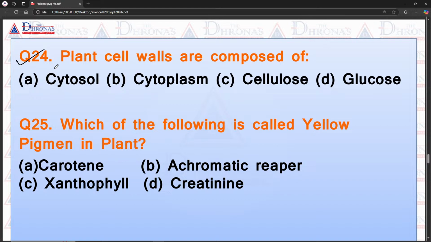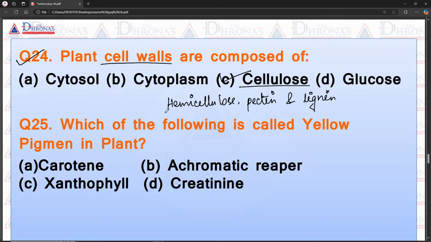Next one is question number 24. Plant cell walls are present in plant cells, fungi, and some of the bacteria. So plant cell wall is generally majorly composed of cellulose. Other than cellulose, they do have hemicellulose, pectin, and lignin. Okay, these are present in the plant cell wall structure.